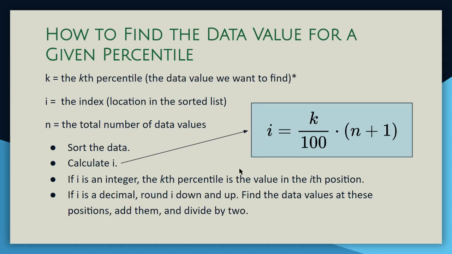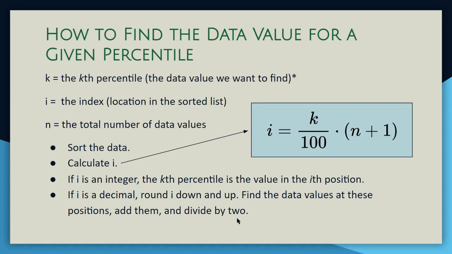If i is a decimal, you want to round down and up. We're going to pick two values from the list. Find the value that's just below i, find the value that's just above i, and then find the midpoint. Add the values, divide by 2.